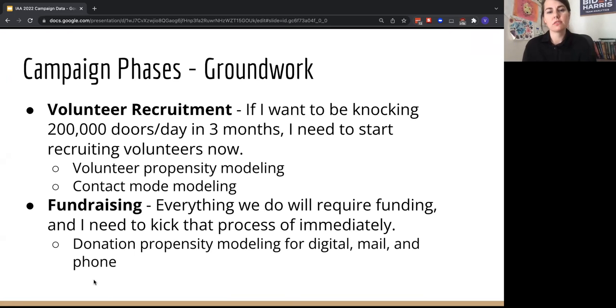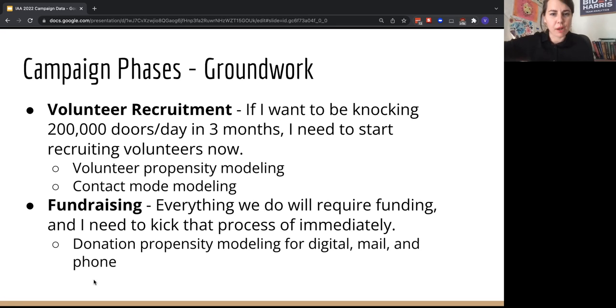So very similar to the volunteer process, we can look at things like donation propensity, who is likely to make a donation to a major political party when they are asked. We can also look at things like the channel that we should reach them in. Should we do something digital, something by the mail, something by the phone, and look at the time in the cycle when that is best to reach out to them. All of those different pieces are things that are subject to analytics work. So that's the groundwork.